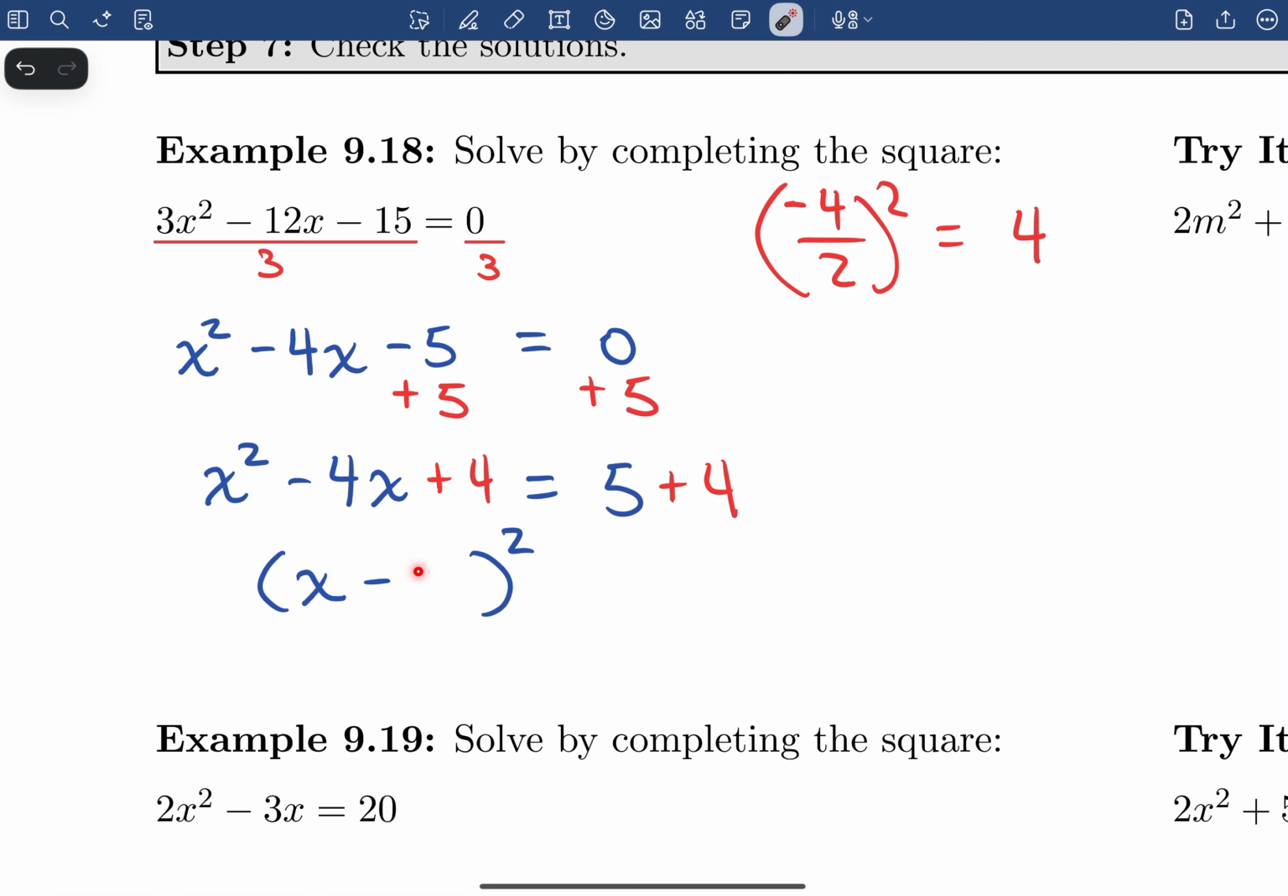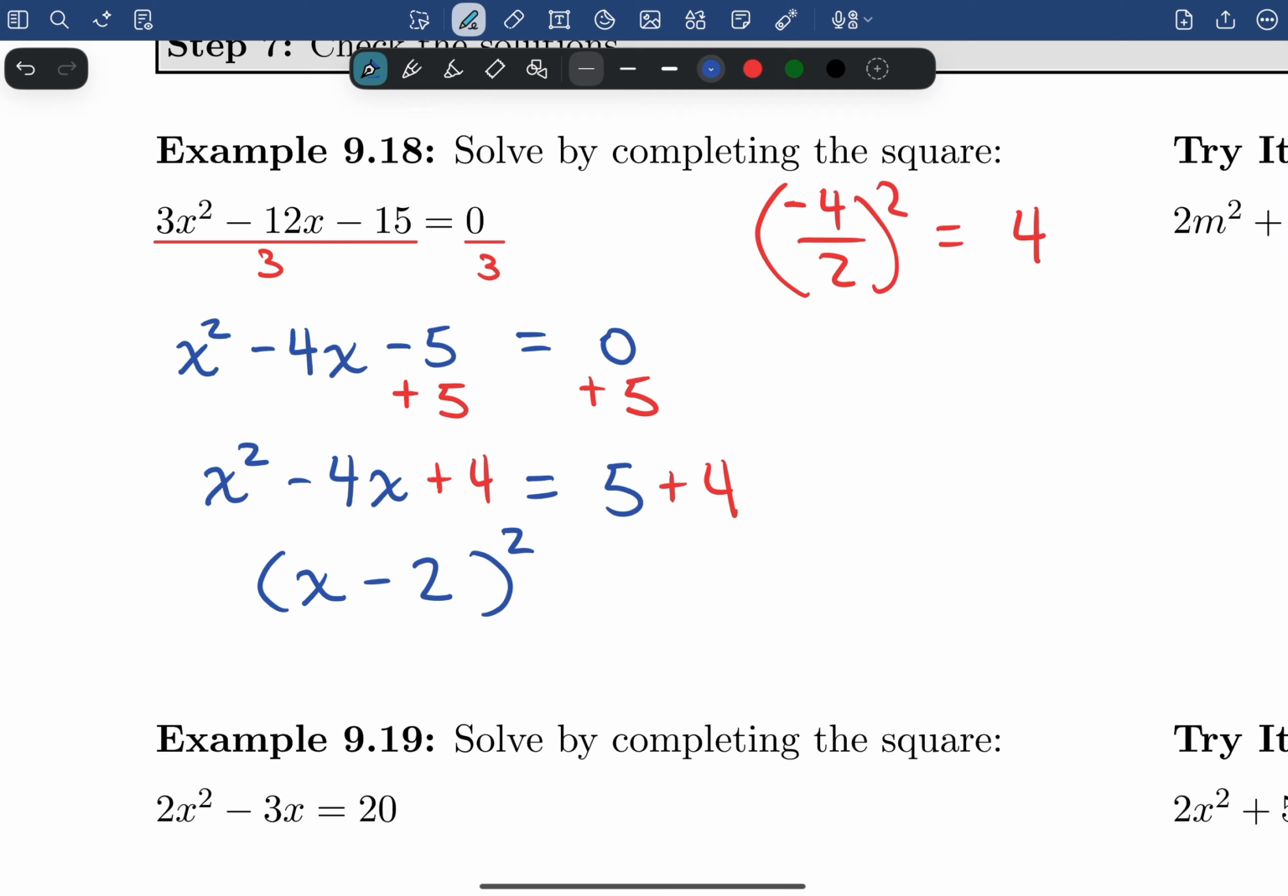And how do I find this? Take the b value divided by 2. Just the stuff in parentheses here. Don't worry about the square. Negative 4 divided by 2 is negative 2. And so that's why I get this minus 2 in that binomial. I hope it all makes sense now that we've gone through it multiple times, but 5 plus 4 is 9. So I put 9 there, and I'm now ready to apply the square root principle.